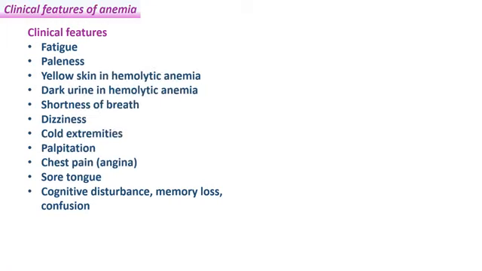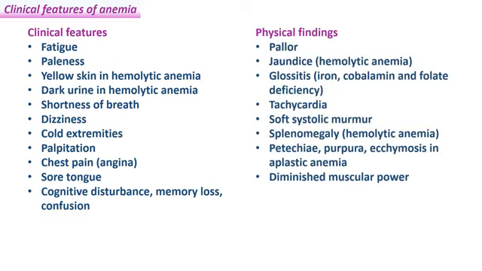Clinical features of anemia: fatigue, paleness, yellow skin in hemolytic anemia, dark urine in hemolytic anemia, shortness of breath, dizziness, cold extremities, palpitation, angina chest pain, sore tongue, cognitive disturbance, memory loss, confusion. Physical findings: pallor, jaundice in hemolytic anemia, glossitis, tachycardia, soft systolic murmur, splenomegaly in case of hemolytic anemia, petechiae, purpurae, ecchymosis in aplastic anemia, diminished muscle power.